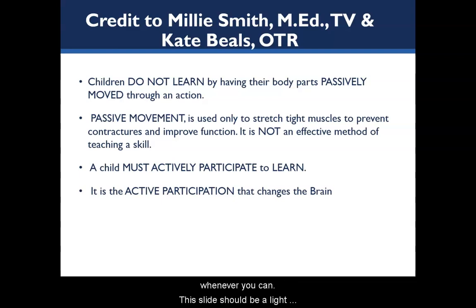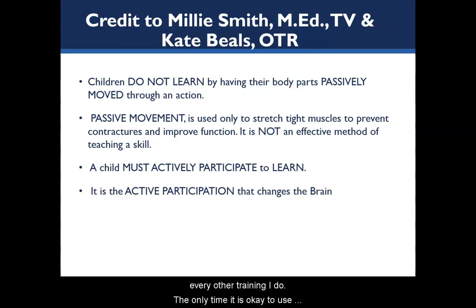This slide should be a light bulb moment for you. We need to stop doing hand-over-hand support in our schools and at home, as students don't learn by having their body parts passively moved through an action. When a person uses hand-over-hand support, their brain is the one working, not the student's. For this reason, I'm going to use the phrase hand under hand throughout the rest of this training and in every other training I do.